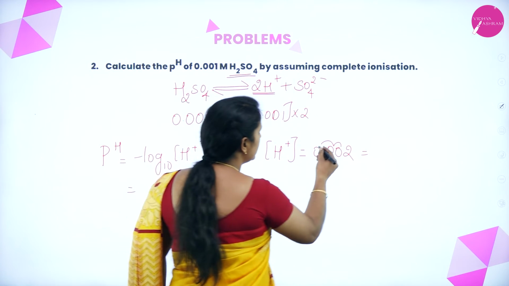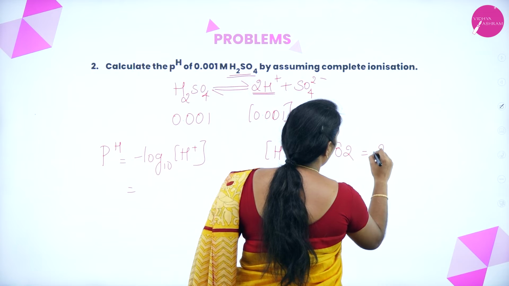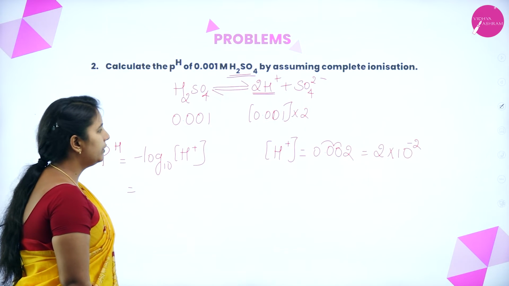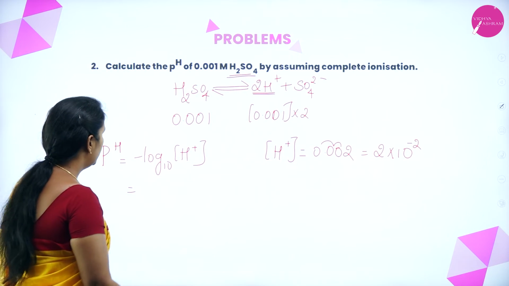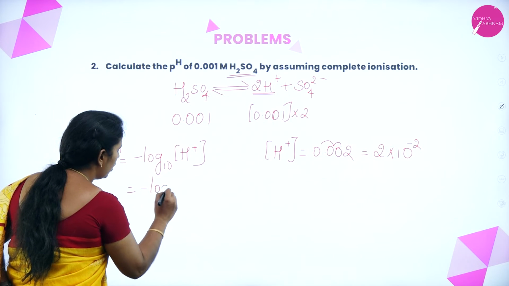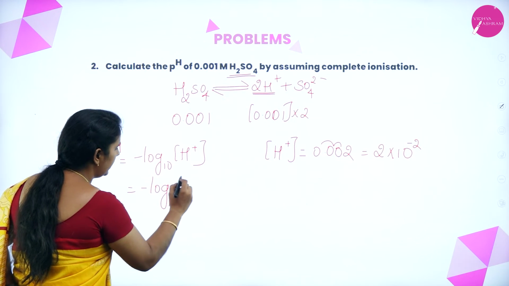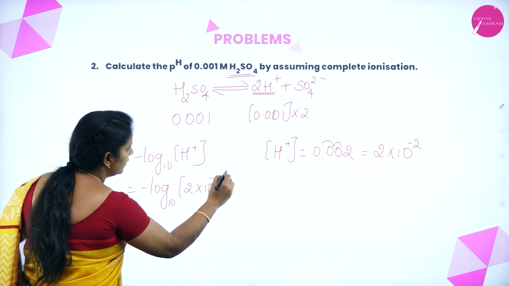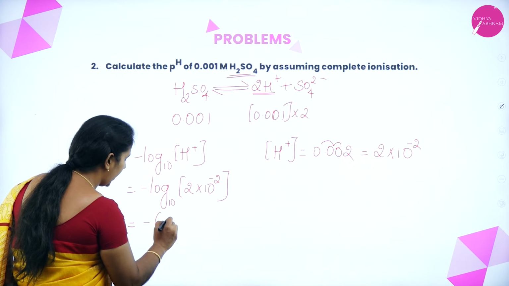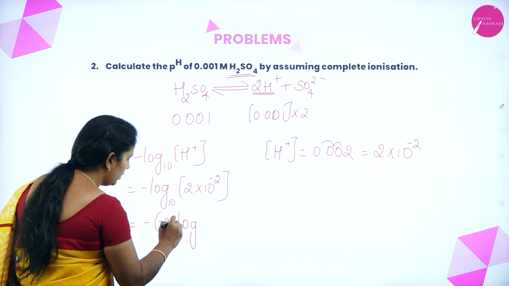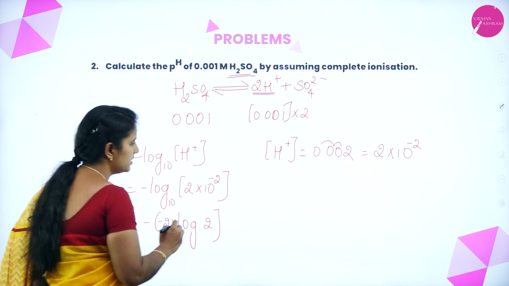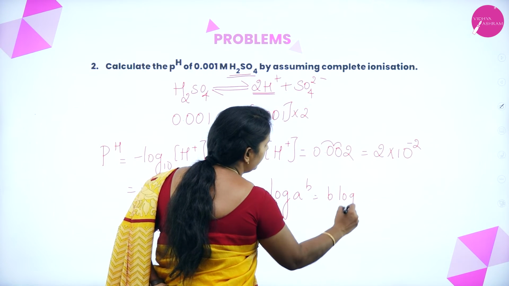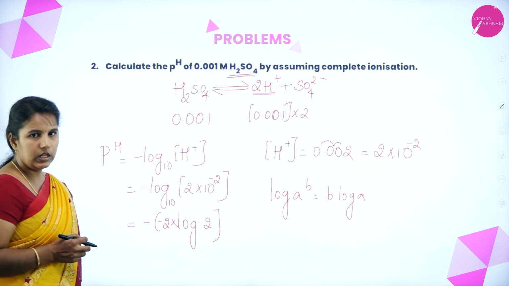So now I can shift this point and I can rewrite this as 2 into 10 to the power of minus 2. Correct, no? 2 into 10 to the power of minus 2. Now I can rewrite this as log base 10 of the hydrogen ion concentration, which will be 2 into 10 to the power of minus 2. Correct, no? So it is minus of minus 2 into log 2. We need to see that because we know that log a to the power of b is equal to b log a. Now you need to see the log 2 value.